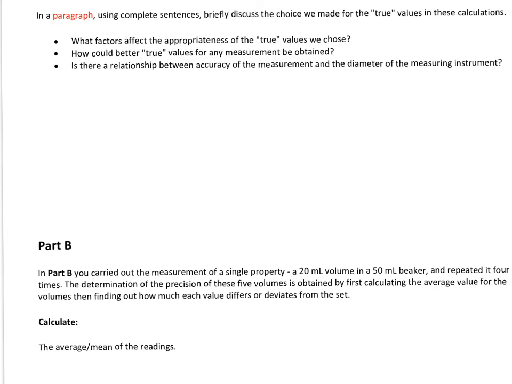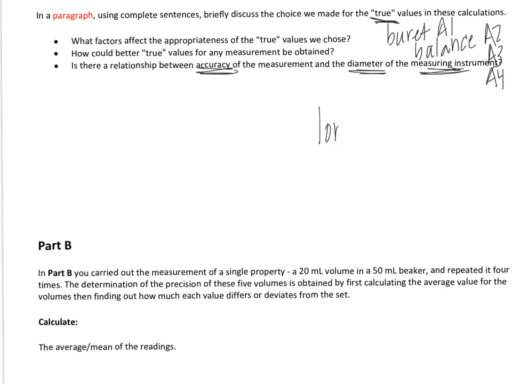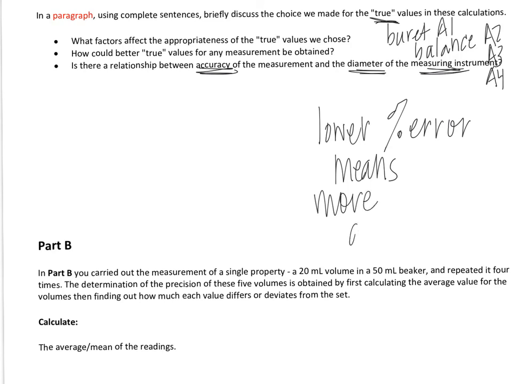So then after you're done doing those percent error calculations, I want you to write a little paragraph, and all I want you to talk about is why we used the burette in A1 and the balance in A2, A3, and A4 as our true values. Why did we choose those? How could better true values be obtained? Is there a relationship between the accuracy of the measurement and the diameter of the instruments? In other words, compare the burette with the graduated cylinder. Is one of them narrower than the other? Does that mean it's more accurate? So remember that lower percent error means more accurate.